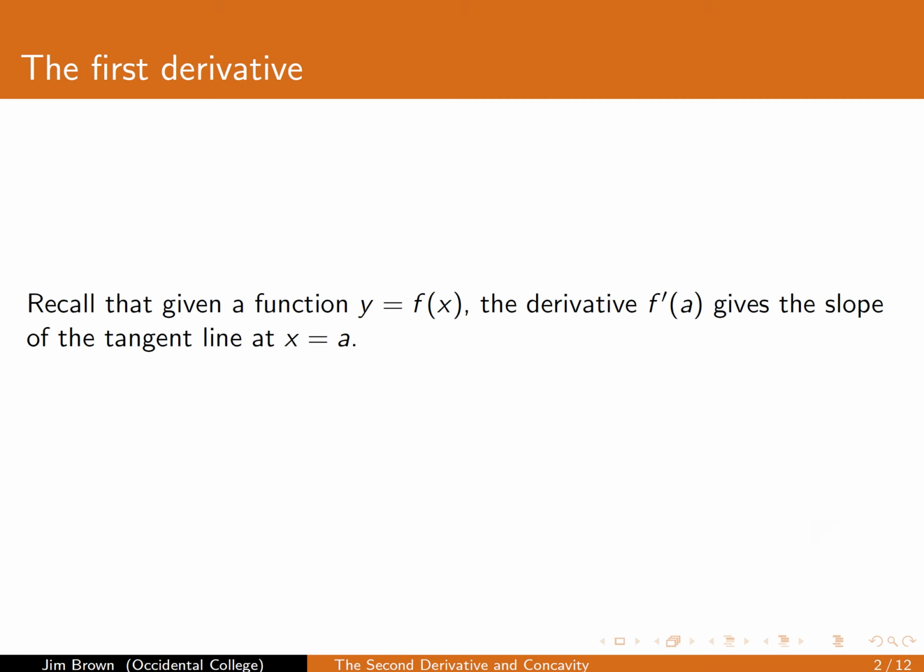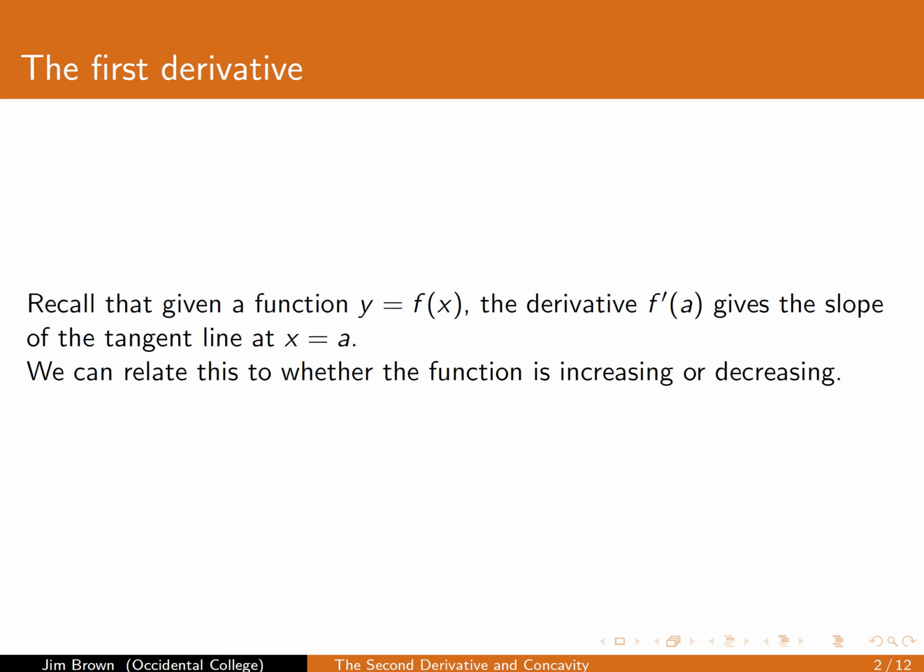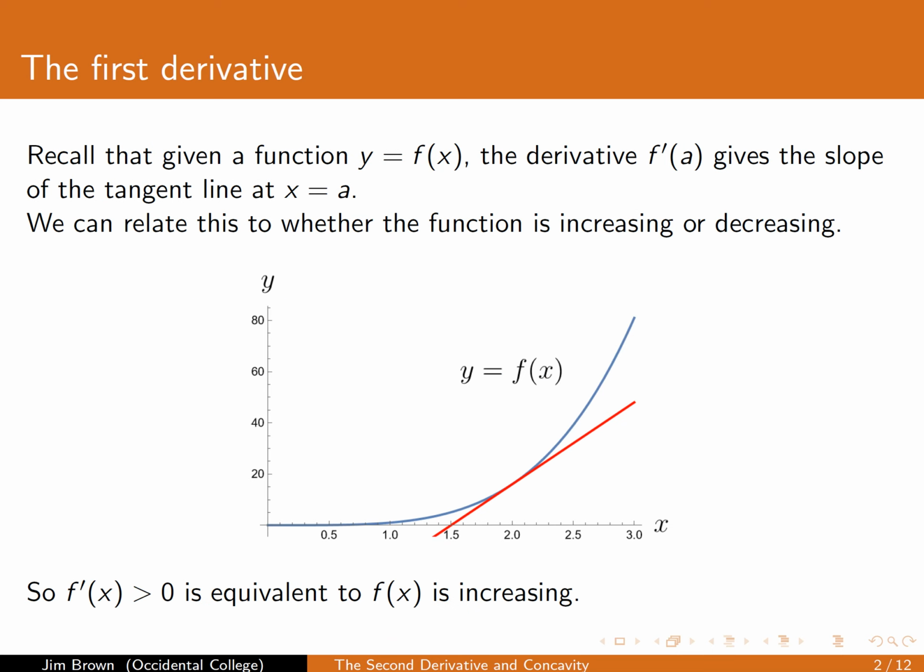So recall that if we have a function y equals f of x and it happens to be differentiable at x equals a, then the derivative gives us the slope of the tangent line at x equals a. And now we can take this notion and look at this geometrically and relate this to whether a function is increasing or decreasing. So for example, if we look here, notice that the slope of the red line here is the tangent line. In this case, it's the tangent line at x equals 2.